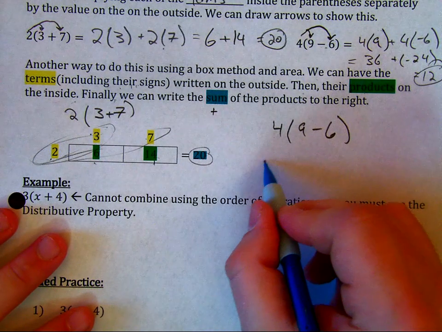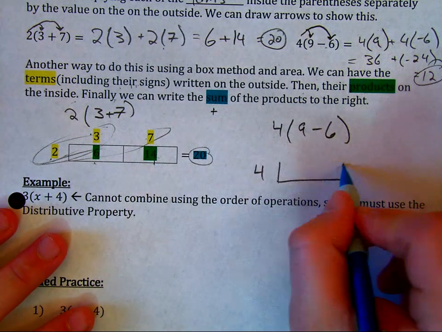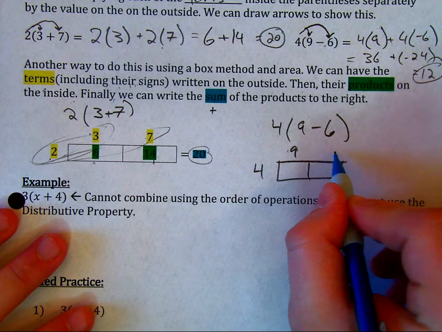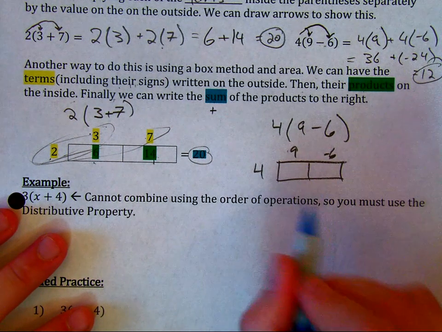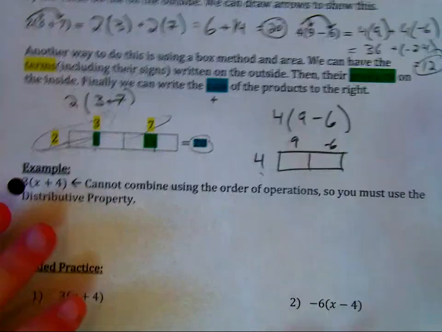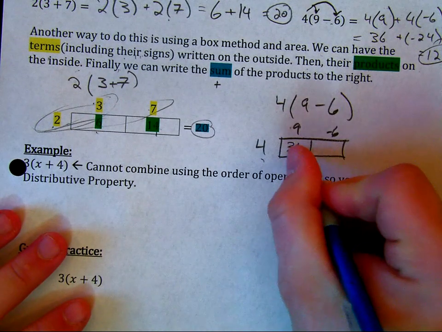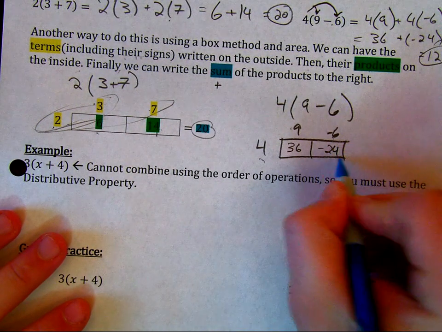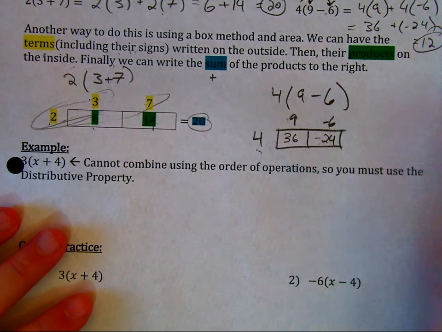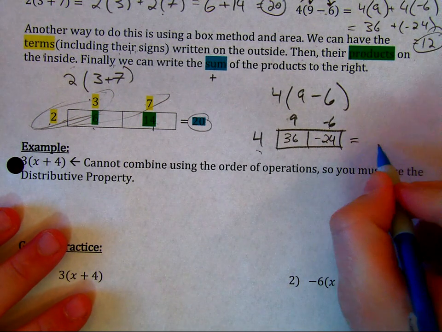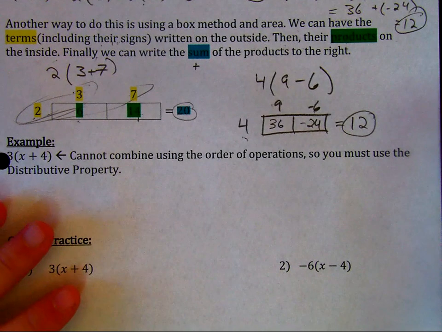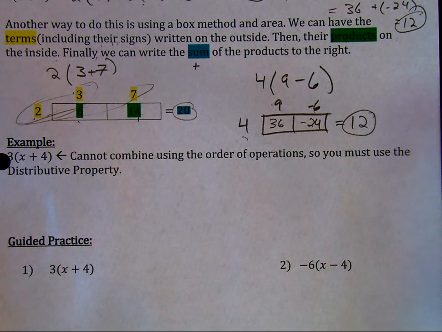Another example of this I can do 4 times the quantity, 9 minus 6. I'm going to have 4 on the outside. I draw that box. Again, we kind of did this before when we had expressions. I'm making sure that we're all on the same page moving forward. 4 times 9, very good, 36. And 4 times a negative 6 is a negative 24. Those two combined, since they are like terms, is 12. Again, we're getting the same answer as we did above, but I want to make sure that you guys at least see it.